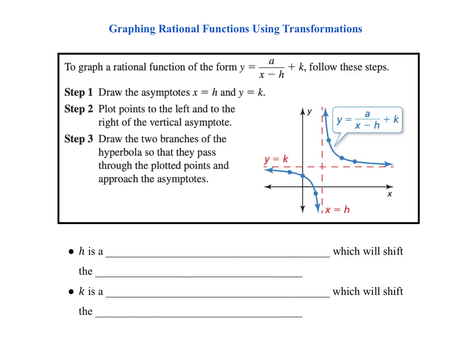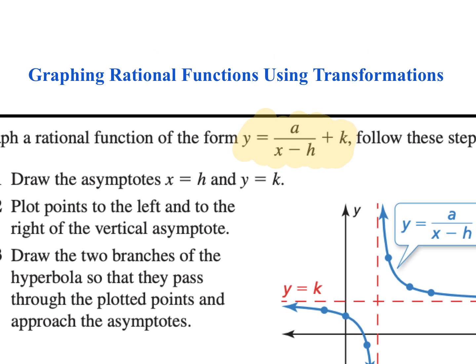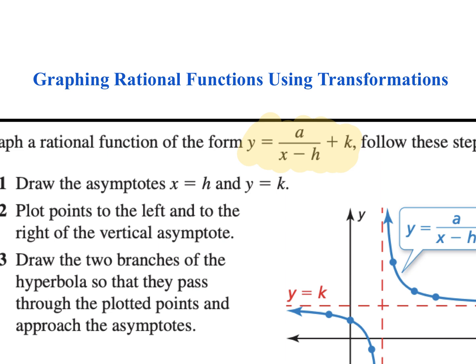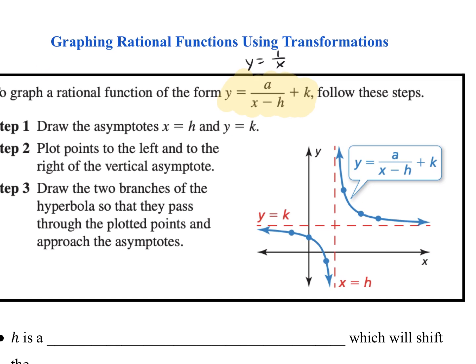So this is the transformation form of our rational function. It's really important that you get comfortable with this form. If you compare this to what we were just working with, which is just 1 over x, you can see that if you have a number on top, it's an a value, and it's going to be a vertical stretch or shrink. If we're adding or subtracting to x in the denominator, it's going to be a horizontal translation, so it's going to shift our graph left or right. And if we're adding or subtracting to the entire function, it's going to be a vertical translation, which will shift our graph up and down.